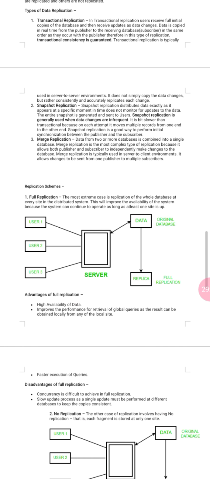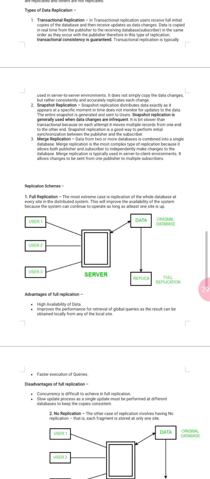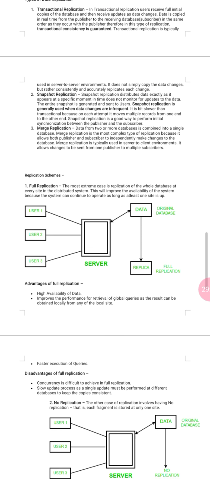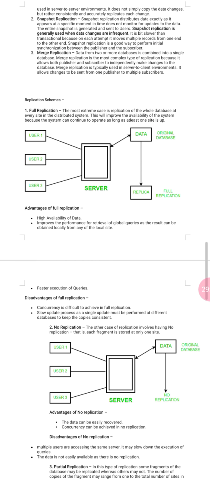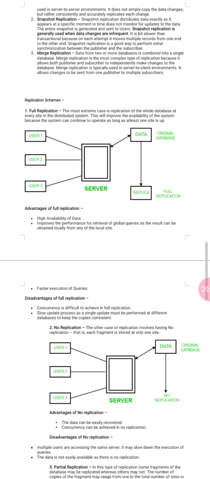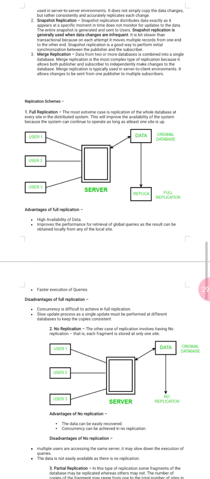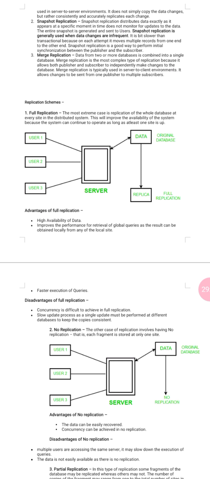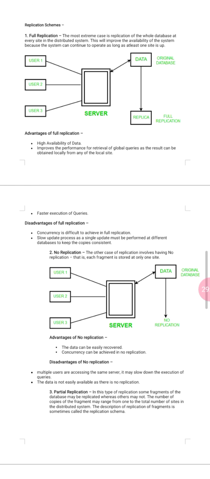Transactional replication is used in server-to-server, right? And merge replication is used in a server-to-client environment. It allows changes to be sent from one publisher to multiple subscribers. Clear?